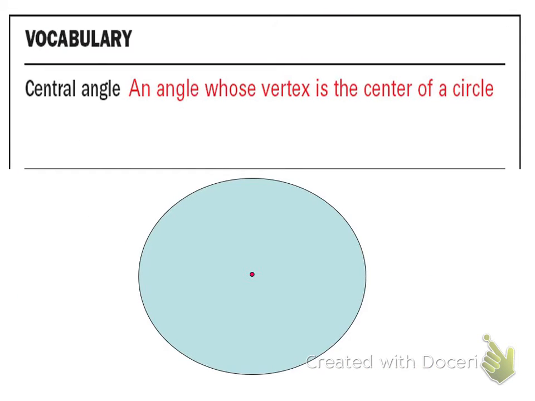I said the word, you don't know what it is. You're going to write it on your paper. It is an angle with a vertex at the center of the circle. So however you want to write it, it is an angle with a vertex at the center of a circle.